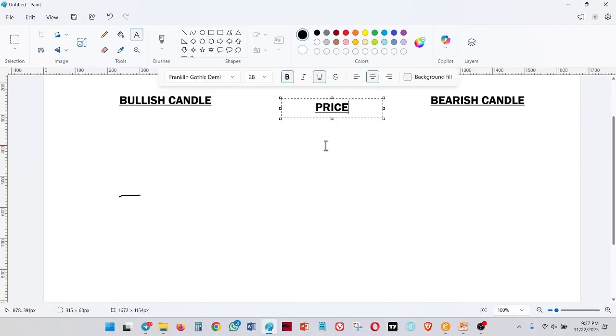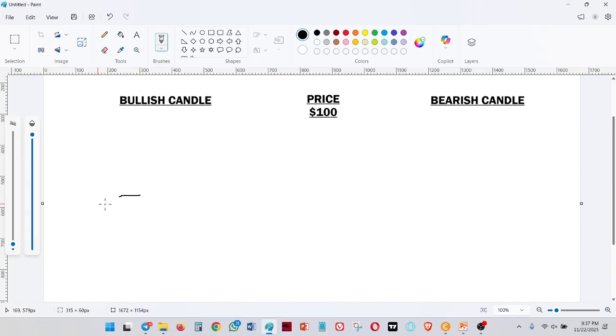What is the price of the coin? Let's just start it from $10. Or $100, for example. Now the price of the coin we are dealing with is $100. Okay, fine. If we have it at $100, what happens here is that it opened here at $100.